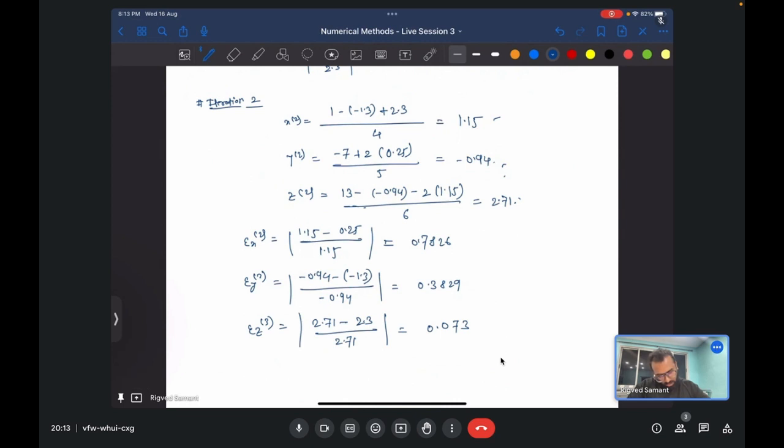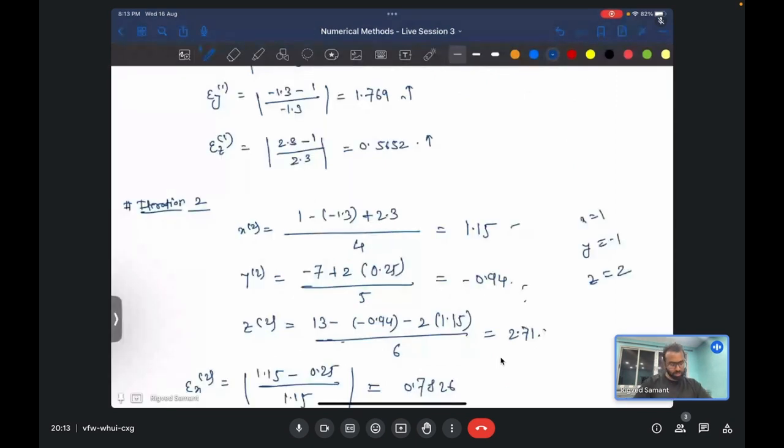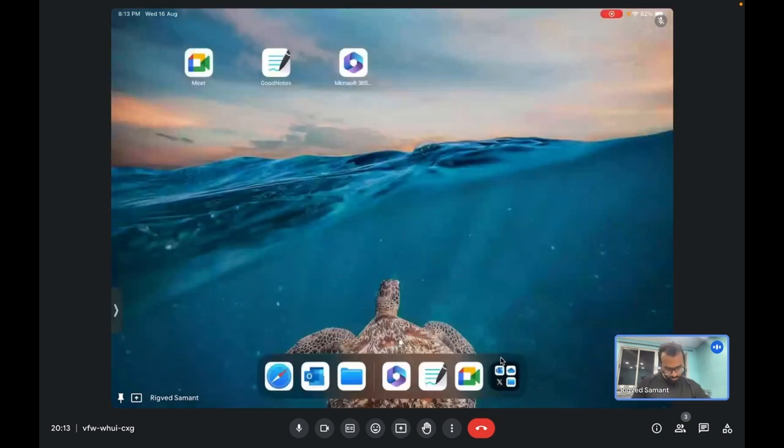So x is equal to 1, y is equal to minus 1, z is equal to 2. So they are reaching nearby, right? So if you continue this process over more iterations, you will find the final values. So rather than doing this, I have made an Excel sheet for illustration purposes for you.